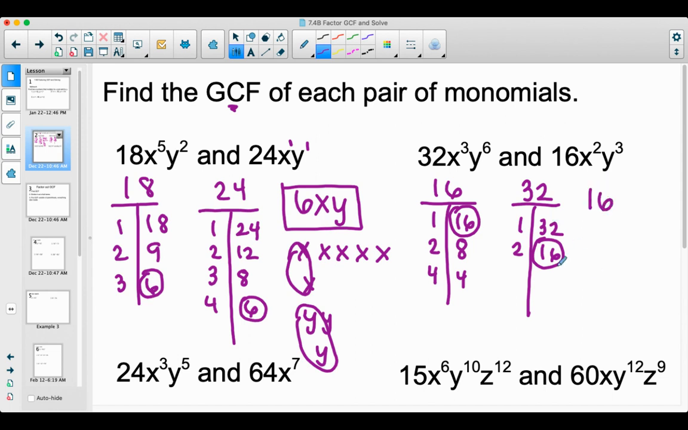So I have 16. And then notice we have an x to the third and an x to the second. And so you're going to take the one that has the smaller exponent for your GCF. So that's going to be x to the second. And then we have a y to the sixth and a y to the third. And so since the third is the smaller one and they both have it, then the y to the third is going to be a part of your GCF.